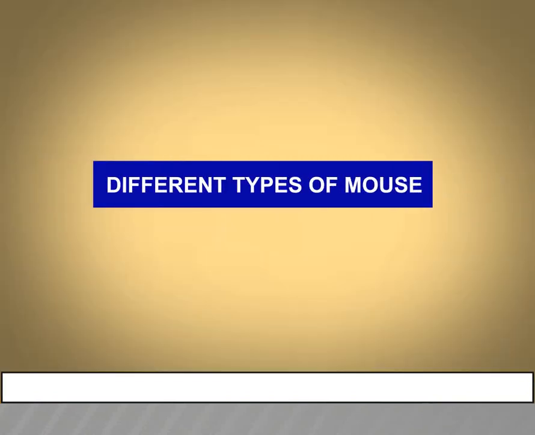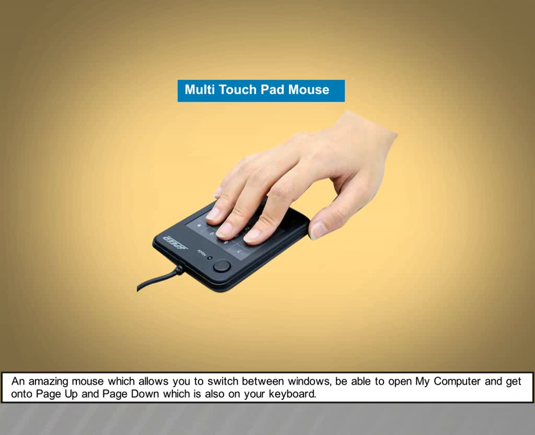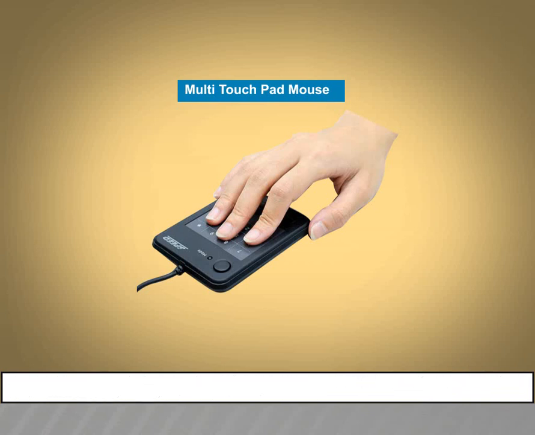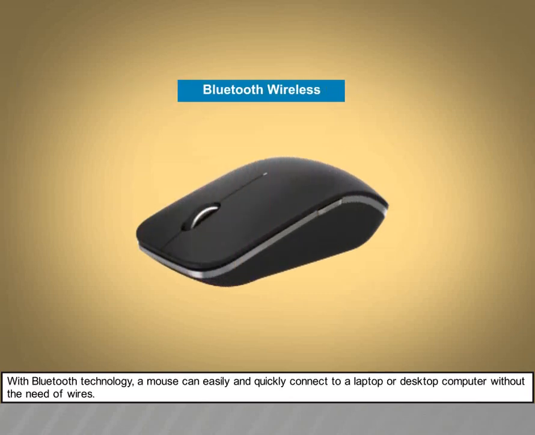Different types of mouse. Mouse computer mouse, a mouse that looks just the same as its cursor. Multi-touchpad mouse, an amazing mouse which allows you to switch between windows, be able to open my computer and get onto page up and page down, which is also on your keyboard. Zero computer mouse, extremely elegant mouse called Zero mouse. Bluetooth mouse. With Bluetooth technology, a mouse can easily and quickly connect to a laptop or desktop computer without the need of wires.